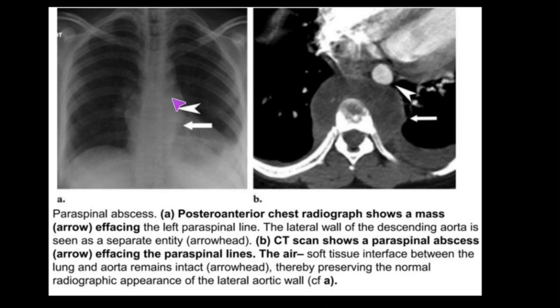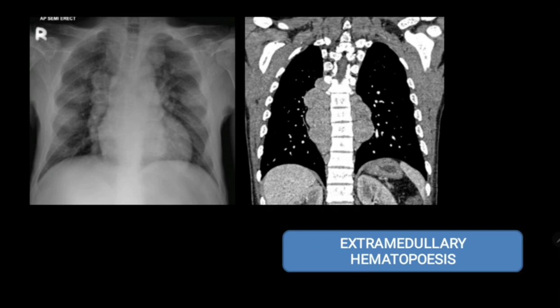Here also we can see that the left paravertebral line is obliterated, and on CT we can see there is a paraspinal abscess effacing the paraspinal lines. In extramedullary hematopoiesis, we can see bilaterally there are multiple mediastinal lesions along the bilateral paravertebral lines, effacing the bilateral paravertebral margins. This is seen in extramedullary hematopoiesis, and in the first X-ray we can see that there are also little lytic areas on the bilateral ribs.